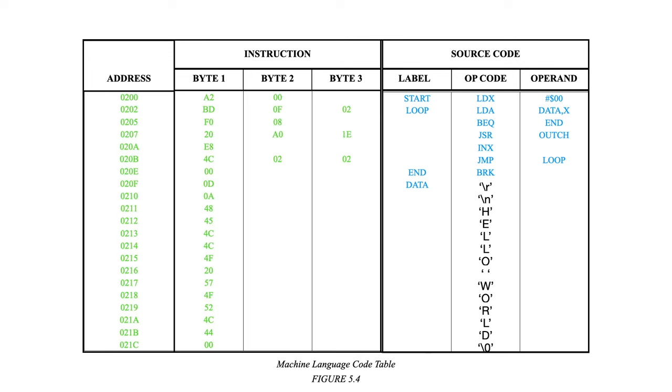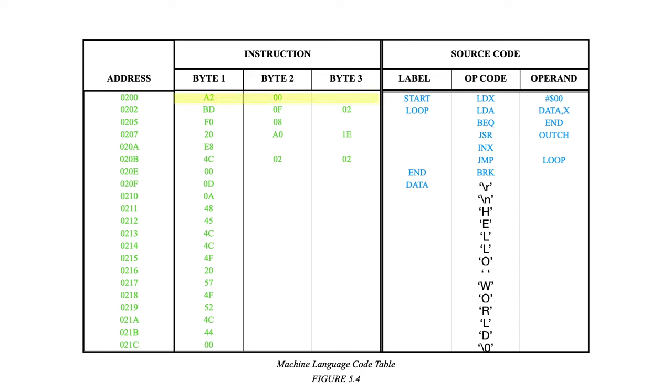So, I mentioned during the assembly language part that we didn't have to concern ourselves with memory locations. With machine language, we do, and that's why there's an address column over to the left. The KIM-1 has a chunk of free RAM at hex 200, so I'm choosing to begin my program there.